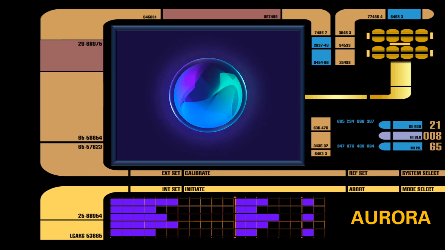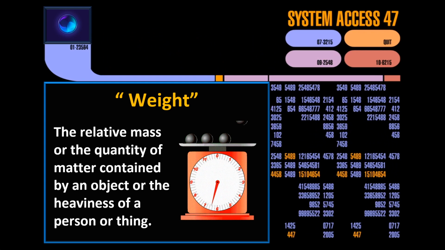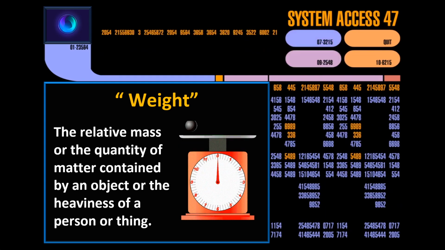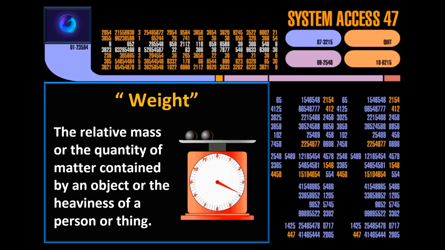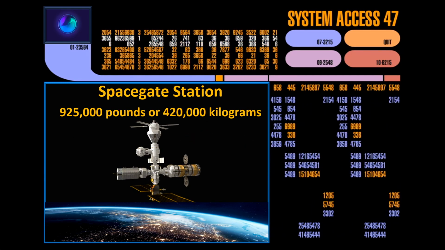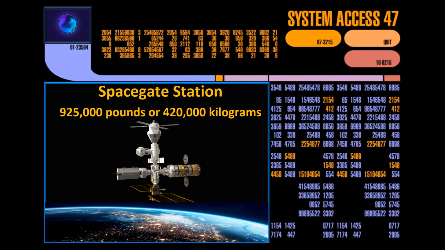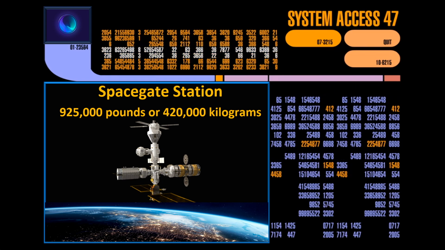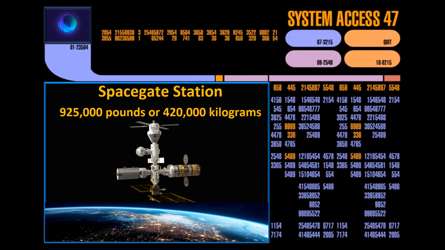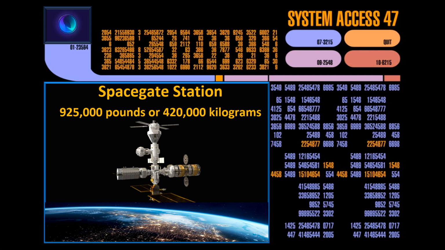Processing. Specialist Barber, I am confused. The term weight refers to the relative mass or the quantity of matter contained by an object or the heaviness of a person or thing. In relative terms, Spacegate Station has a weight of 925,000 pounds or 420,000 kilograms if we were measuring it under Earth's gravitational attraction. This would be far too great a mass for one individual to carry.